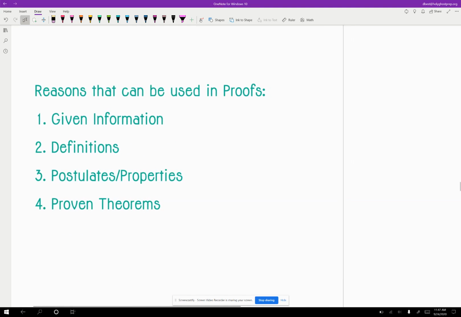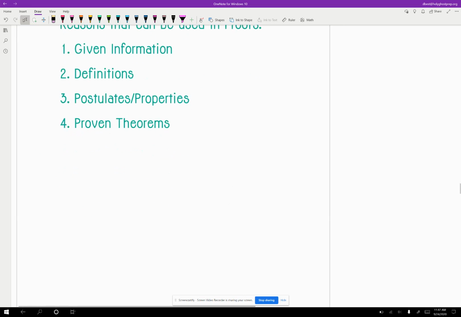As promised, here are all the things we're allowed to use as a justification in a proof. So in Uno, your reasons are always the rules from the rule book. In geometry, you've got 4 things you can use as your justifications. The given information, so whatever you're starting with, definitions, postulates or properties, so all the properties from algebra are things we can use, and any theorems that we've already proven.